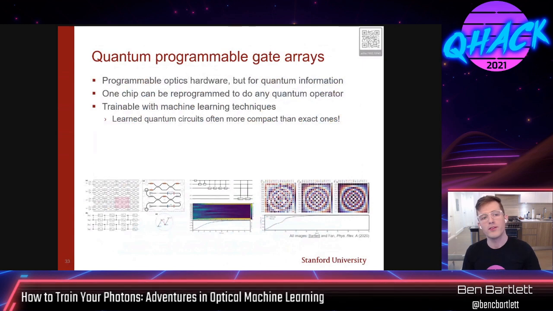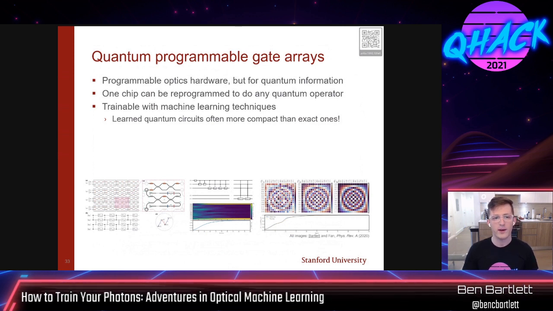So to summarize this part of the talk, we've given an architecture that is programmable optics hardware, just like you would have in an optical neural network, but this time it works on quantum information. By embedding all of these quantum emitters in the chips, we basically allow photons to conditionally flip the state of other photons, which is not something you can do in classical optics. And you can have one chip, and by making no hardware modifications, just changing what the phase shifter values are, you can reprogram the chip to do any quantum operator.